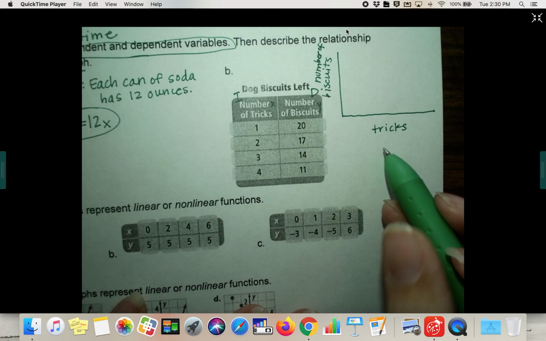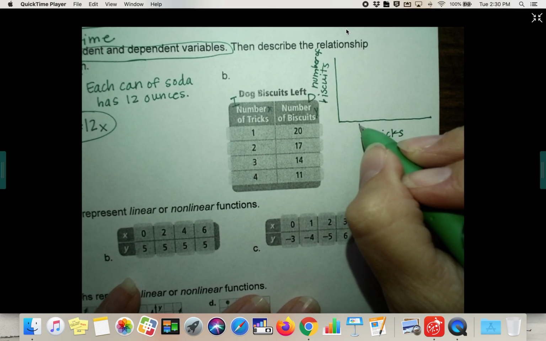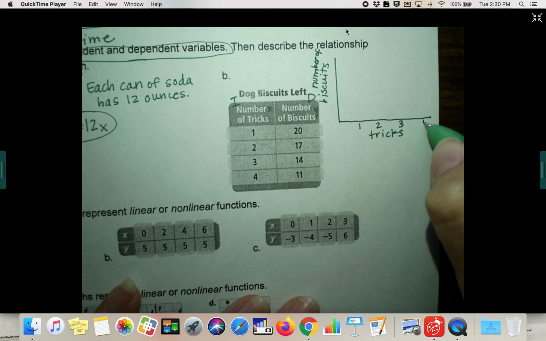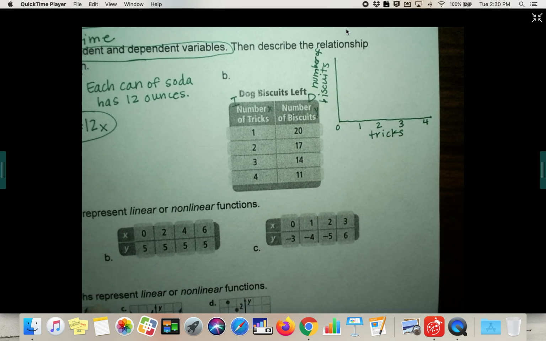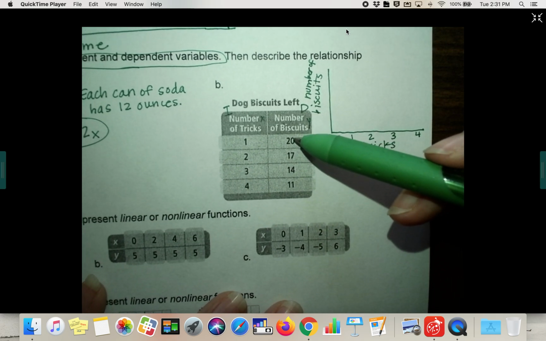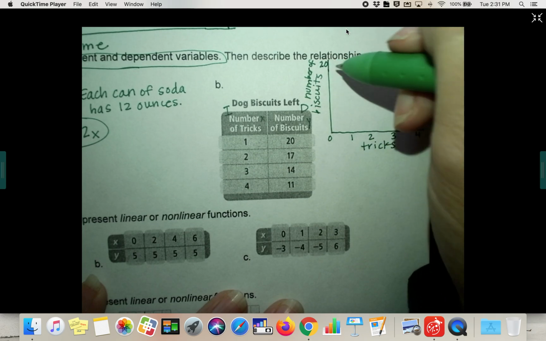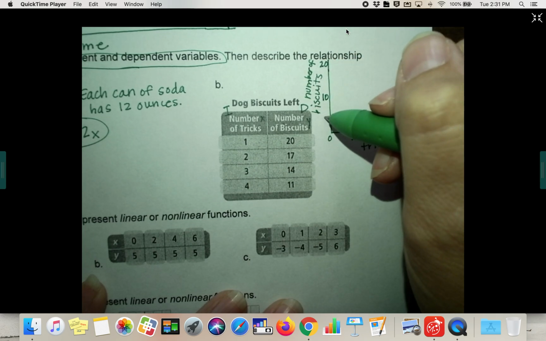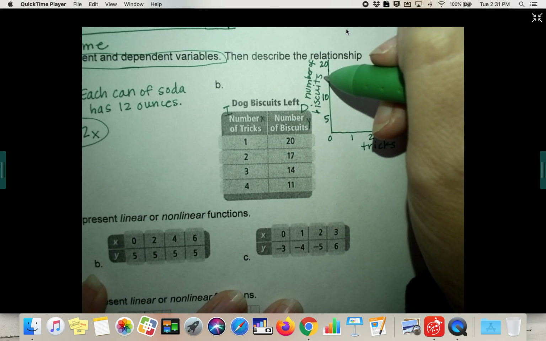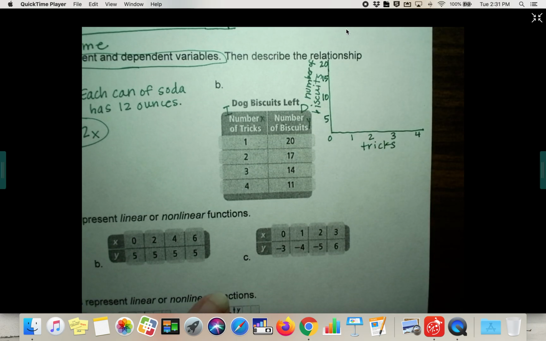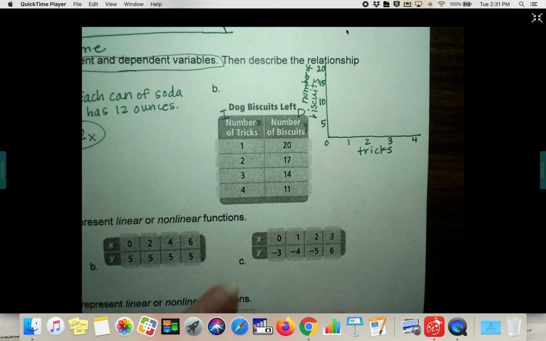Okay, the amount of tricks goes from 1 to 4. So 1, 2, 3, 4. I like to always include a 0 on there. Number of biscuits goes from 20 down to 11. So the highest it goes is 20. Halfway would be 10. There's 5. There's 15. That's fine. Again, this won't be here for you to sketch.